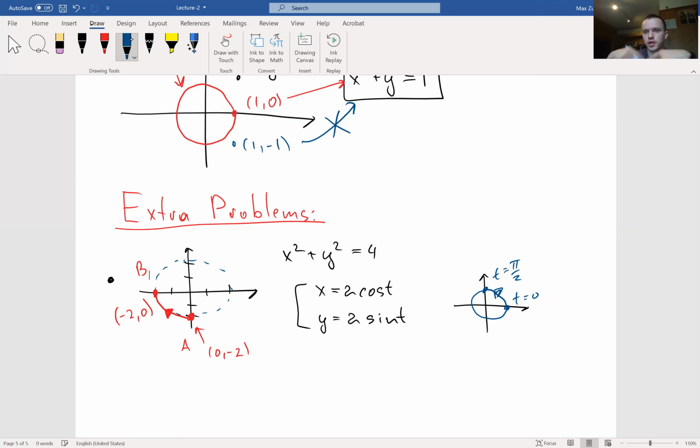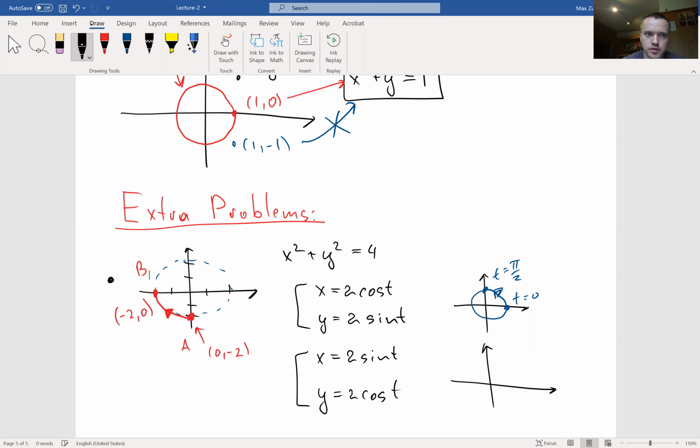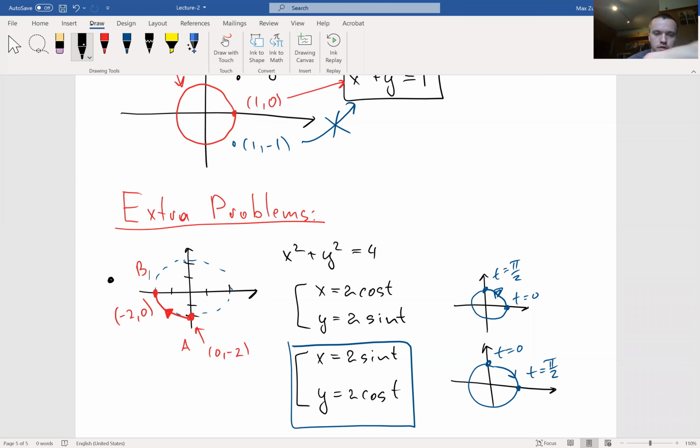So if I want to change my orientation, what do I need to do with this expression over here? Right now I'm going to switch my cosine and sine, and then I'm going to have the opposite orientation for my circle. Again, because when t is equal to 0, I'm going to have this point, which is (0, 2), and when t is equal to pi over 2, I'm going to have this point. Okay, perfect. So right now, at least we know what parameterization we need to use, yes?